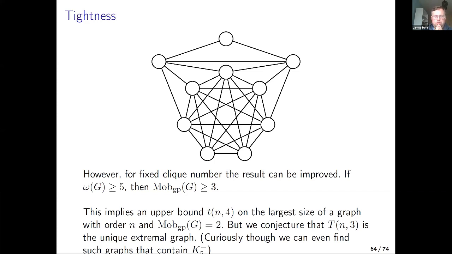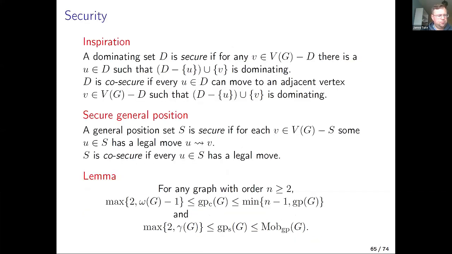Strangely, we can even find such graphs with K5 minus an edge, so you can be very, very close to having a 5-clique. So this is very strange, and we will continue investigating this.